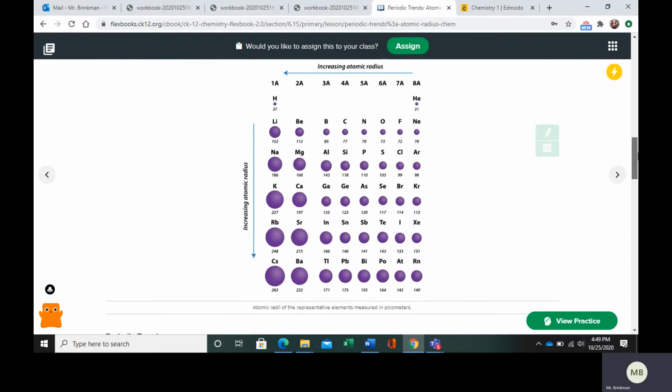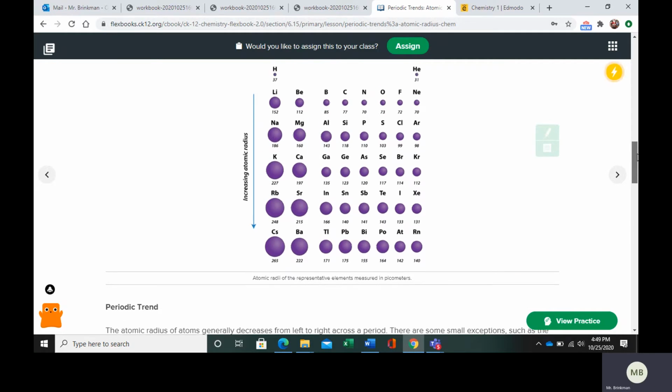Now, this is a good image to have when you're thinking about atomic radius, and these are the general trends. The atomic radius increases from right to left across the periodic table. If you're going from left to right, the atomic radius is going to decrease. We'll get to why that is in just a little bit. If you're moving down a group from top to bottom, the atomic radius increases. Now let's look at this. There are a few exceptions.